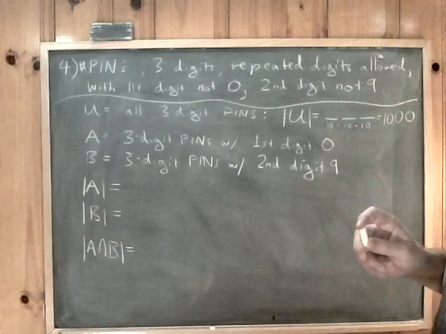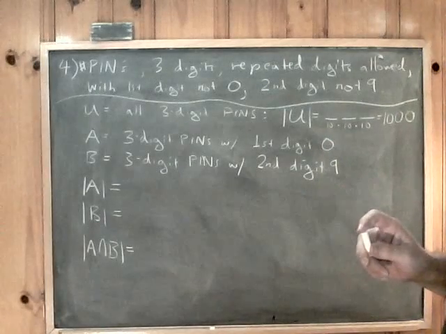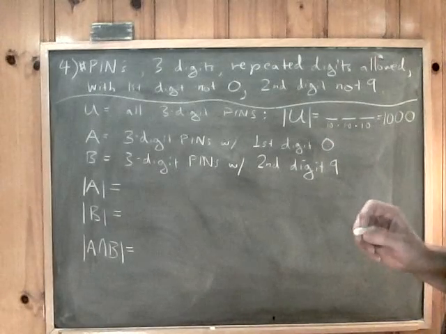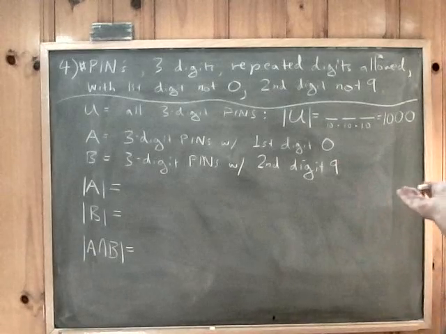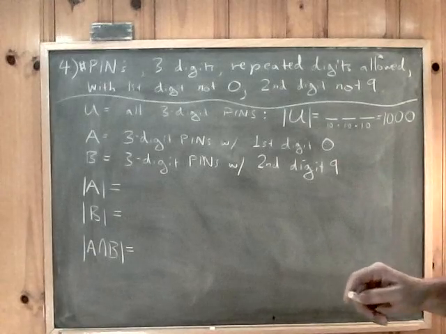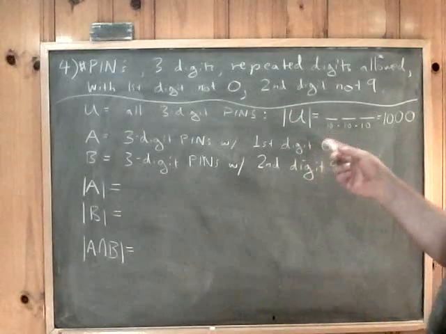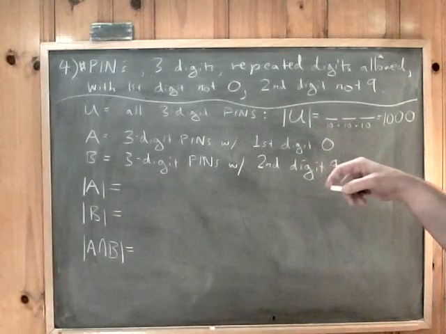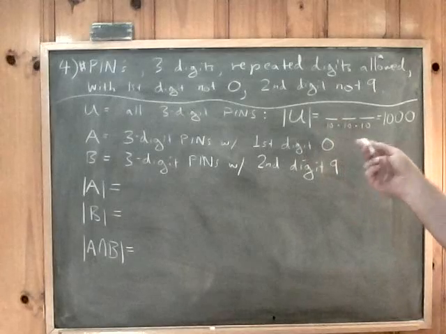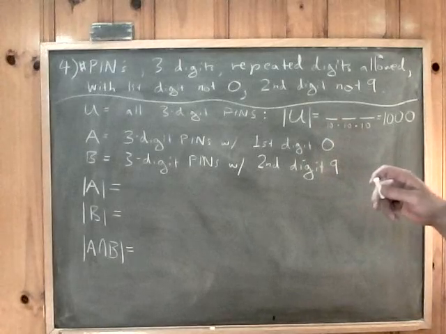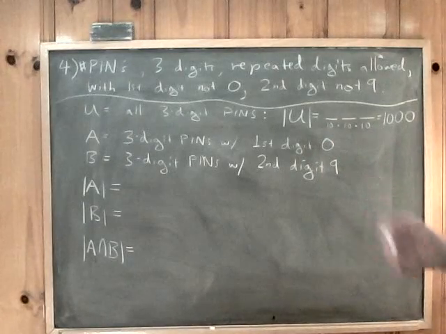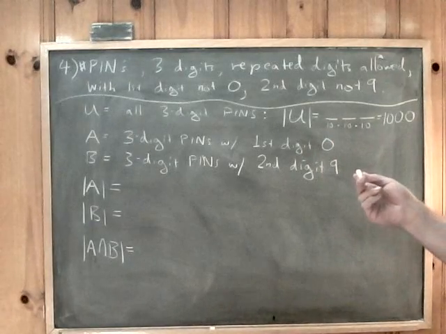So then we need to count the number of illegal pin numbers. When we count the number of illegal pin numbers, we'll subtract those from the total. So I decided to call A the 3-digit pins with the first digit equaling 0, and set B the 3-digit pins with the second digit equaling 9. So I'll count both of those first.